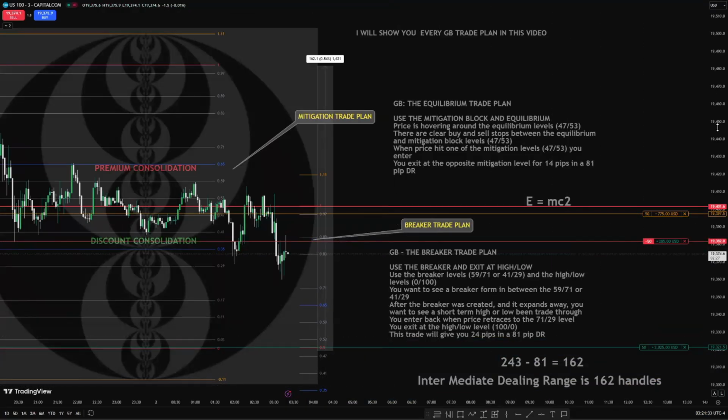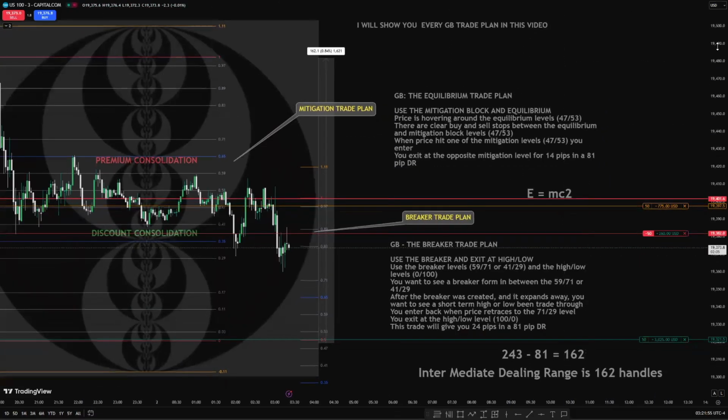Now here's the setup. We wait for price to hover or consolidate around these equilibrium levels. Between these levels and the outer mitigation block levels, there will be clear liquidity, buy stops and sell stops, just waiting to be swept. The entry triggers happen when price hits one of the mitigation levels, either 47 or 53. We don't chase the markets, we let it come to us.